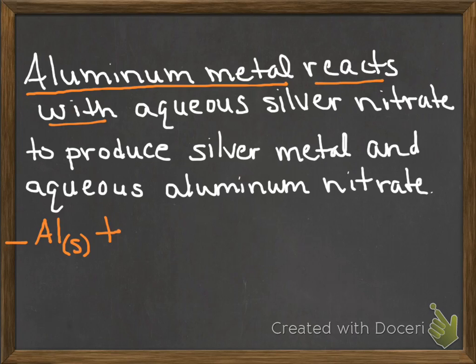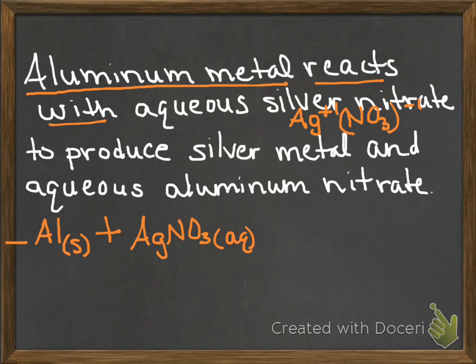Okay, so we've got to think about this silver nitrate. We know that silver, remember I told you you have to remember silver is +1. Nitrate, if you look at your polyatomic ion chart, is NO3 -1. If we crisscross those, we get AgNO3. And it tells us that it's aqueous, so aq. Let's see, to produce, that's our yield sign. Silver metal, so we've got Ag as a solid, and aqueous aluminum nitrate.